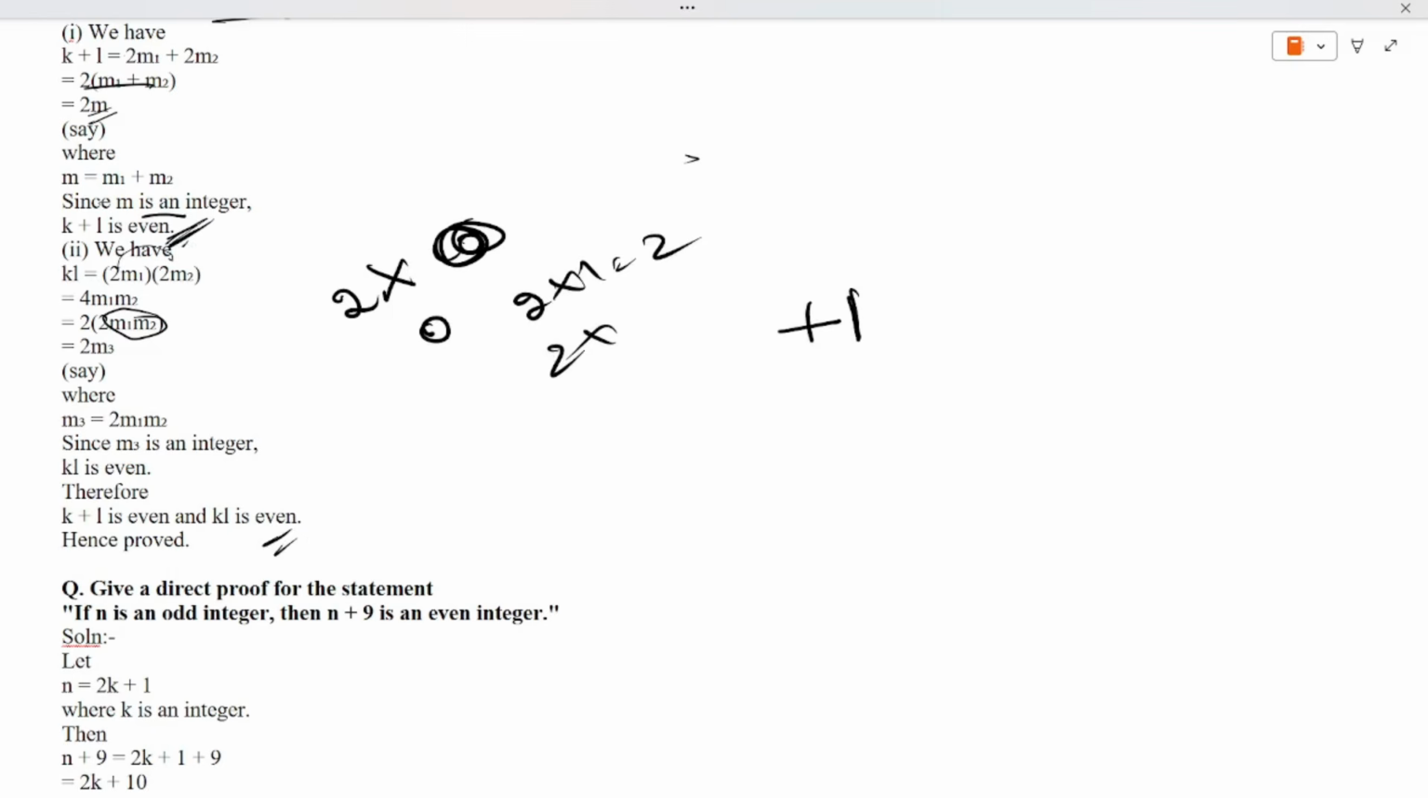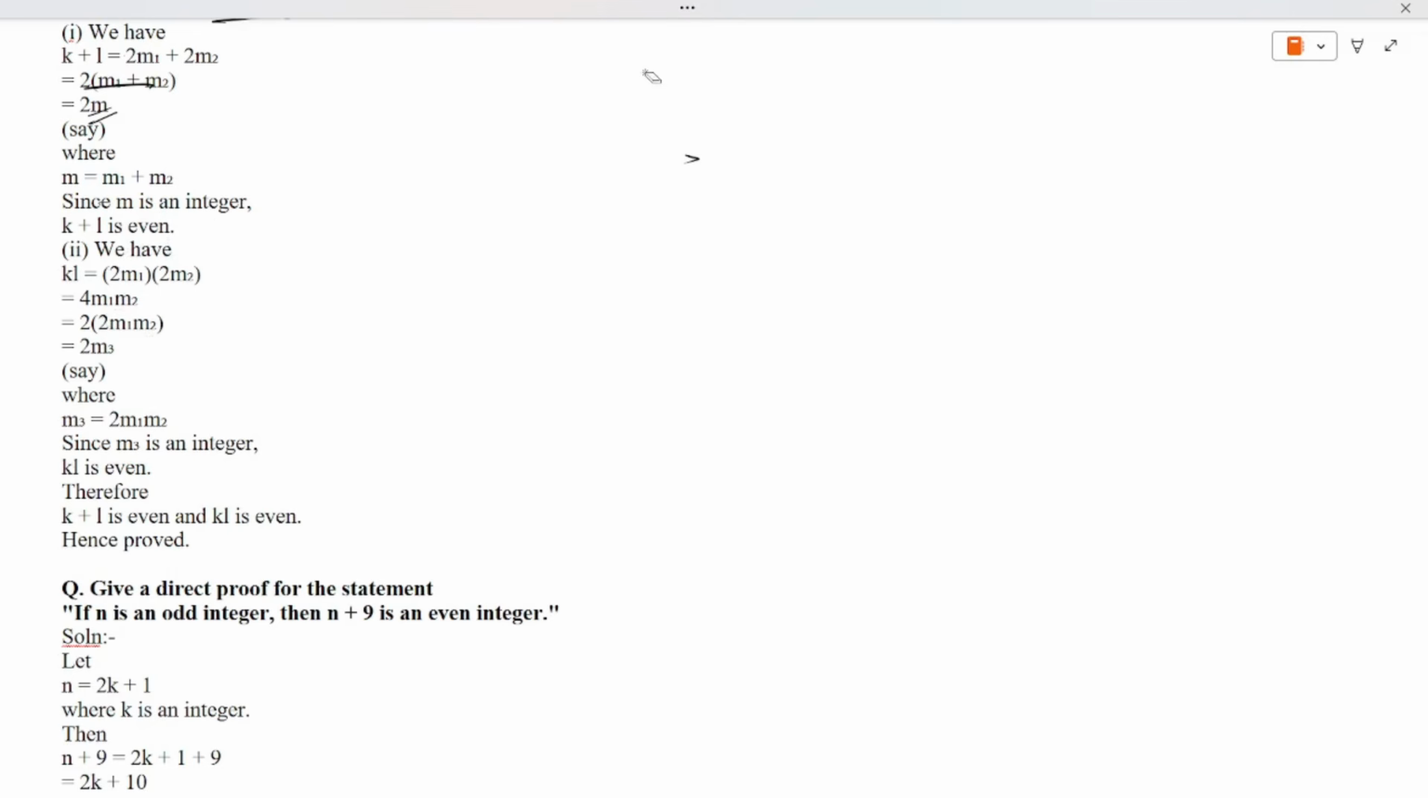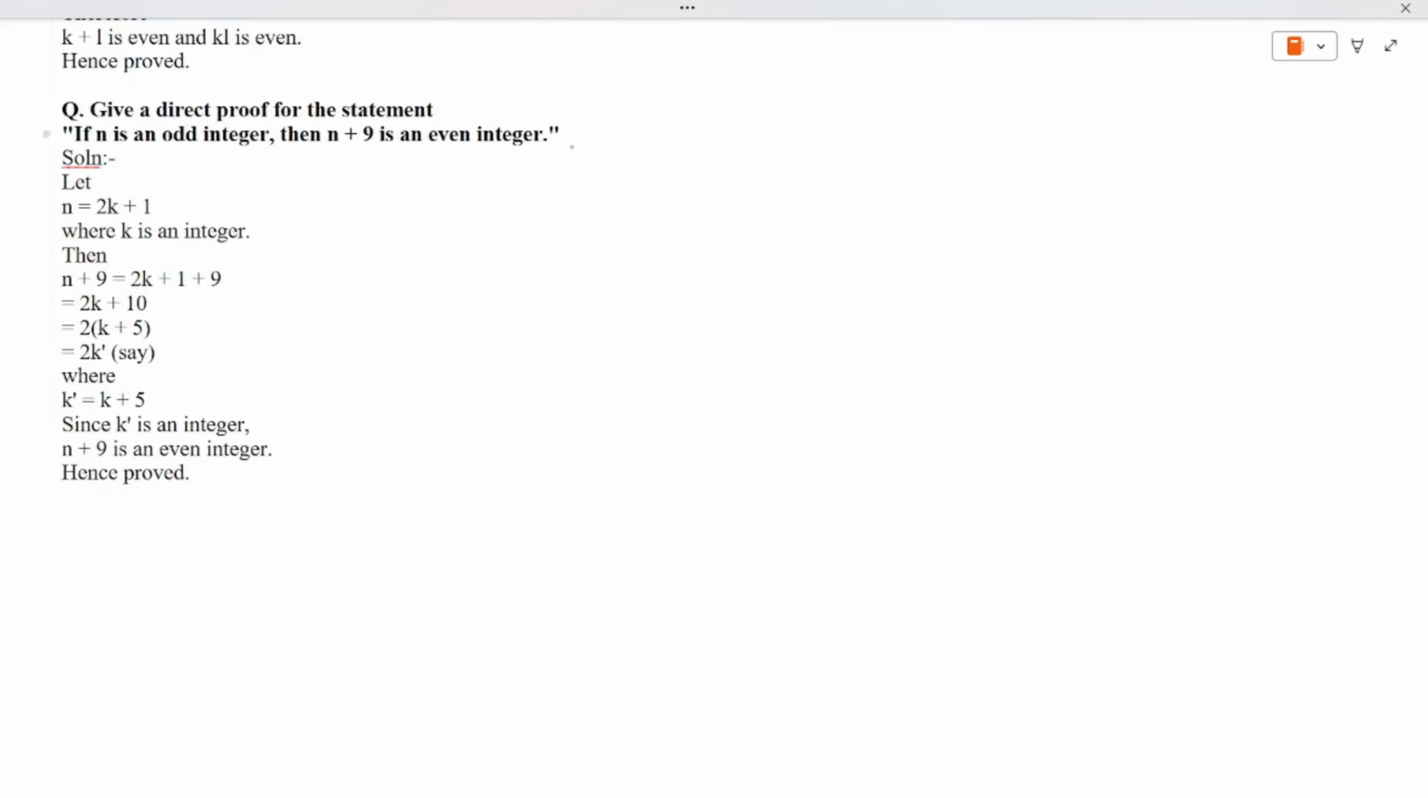And if you add anything with 2 also, you will be getting the same. That is how you substituted and found out. That is you proved. This is also one of the important and very much repeated questions again. Next, again you have to prove for an odd integer, that is a direct proof for the statement.